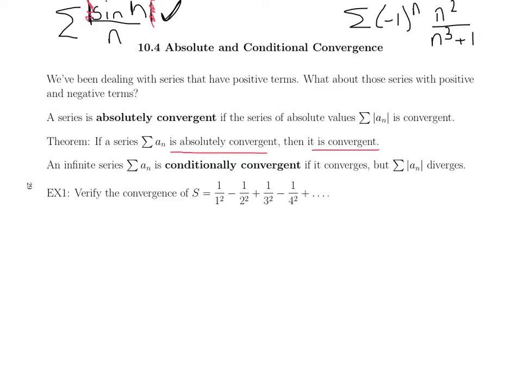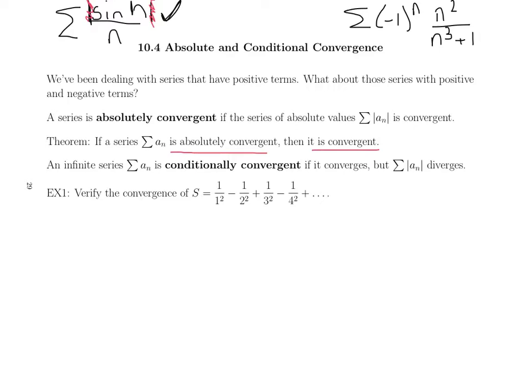So this is great, because if we can take the absolute value and show that that series is convergent, then that means we can go back and use our series tests for positive terms. That's great. Then we know that the series without the absolute value signs around it, with the negatives or whatever, is convergent. So that's a really nice theorem to be able to use to go back to use the convergence tests that we learned in section 10.3.